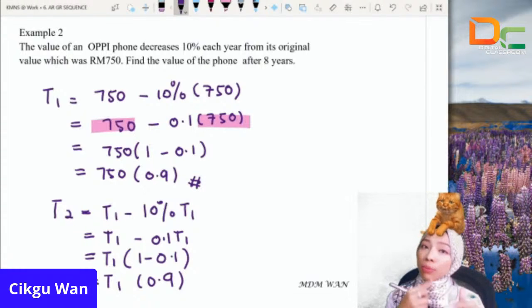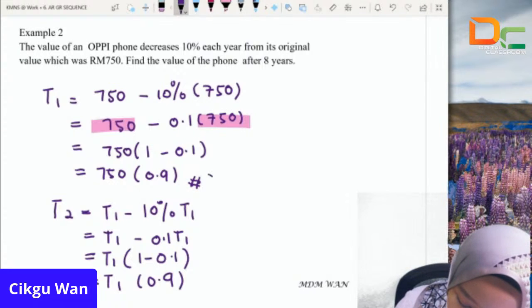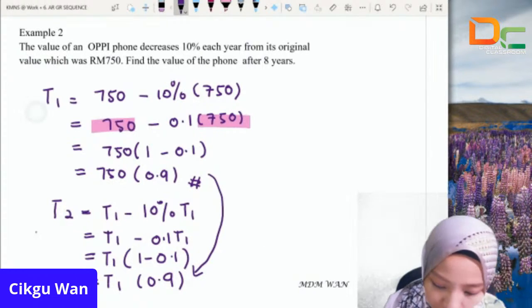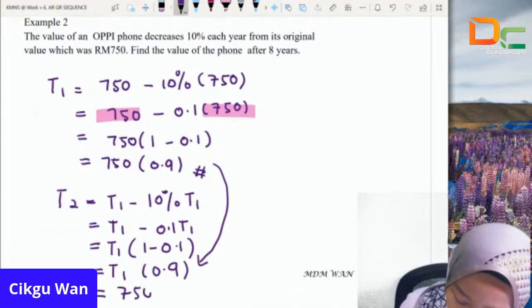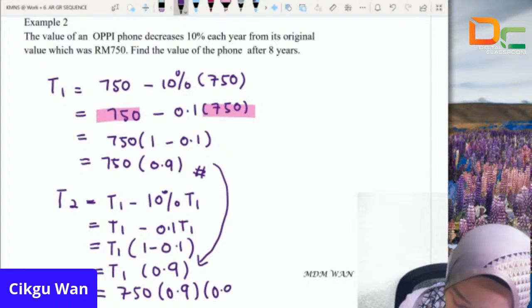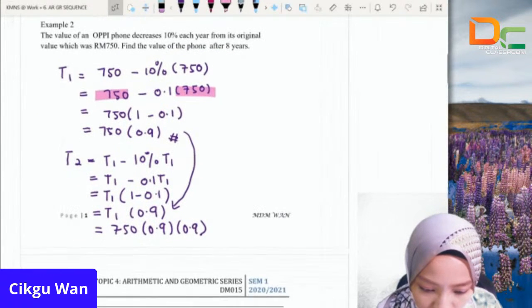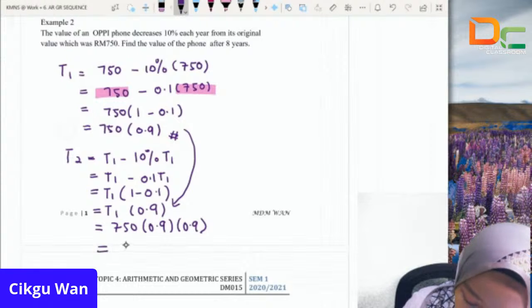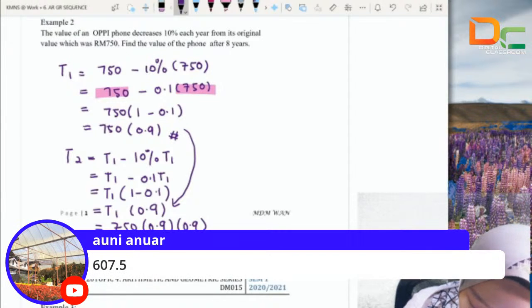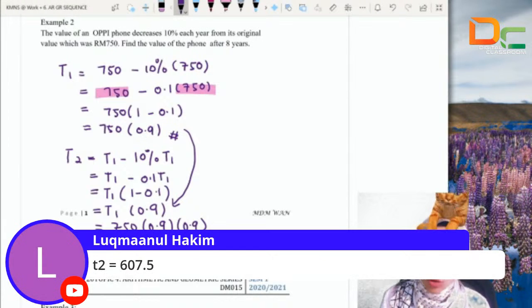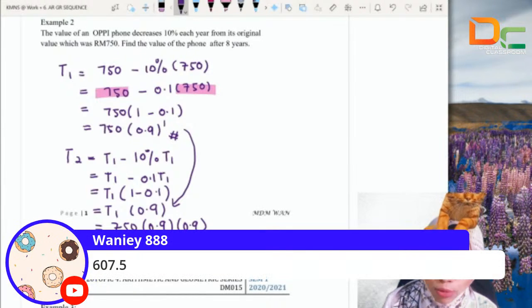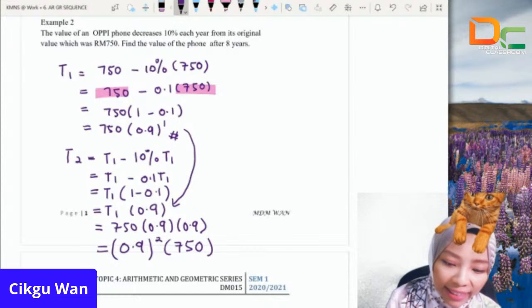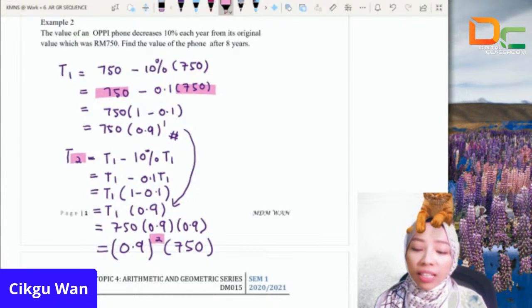Okay, now I am going to substitute T1 again. So our T1 here, we will substitute over here, okay? Okay, so it become 0.9 to the power of 2 times 750. Okay, so nampak tak? Tadi bila T1, 0.9 to the power of 1. Daripada harga asal 750. Sekarang pada tahun kedua, dia adalah 0.9 to the power of 2. N. So this is N. Masih lagi terhadap harga asal 750.